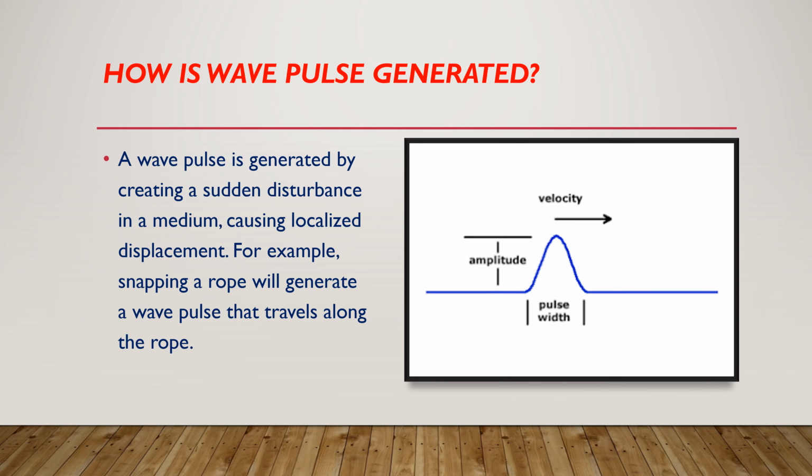How is wave pulse generated? A wave pulse is generated by creating a sudden disturbance in a medium, causing localized displacement. For example, snapping a rope will generate wave pulse that travels along the rope.